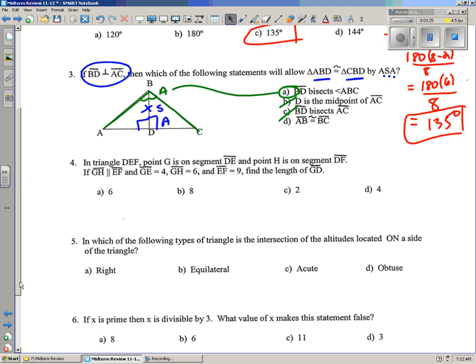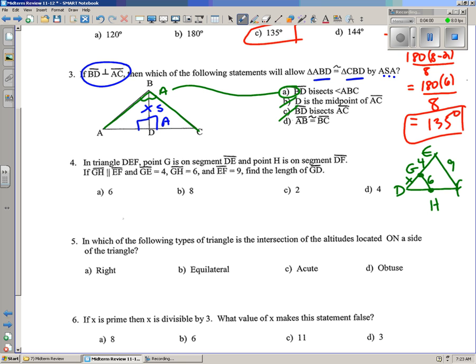Number 4, in triangle DEF, point G. So we're going to draw a triangle first. Triangle DEF. G is a point on DE, and H is a point on DF. And GH turns out to be parallel to EF. So what happens in this picture is you get two similar triangles. You get a little baby triangle and a bigger triangle. So GE was 4, GH was 6, and EF is 9. And they would like us to find the length of GD, so I'll put an X on it.